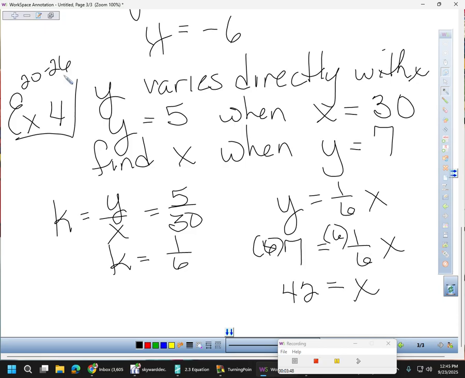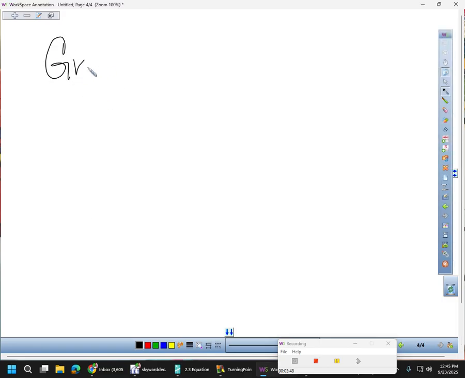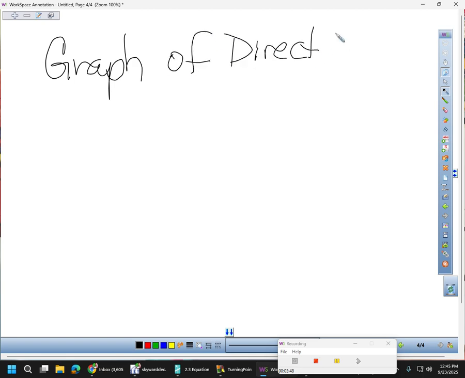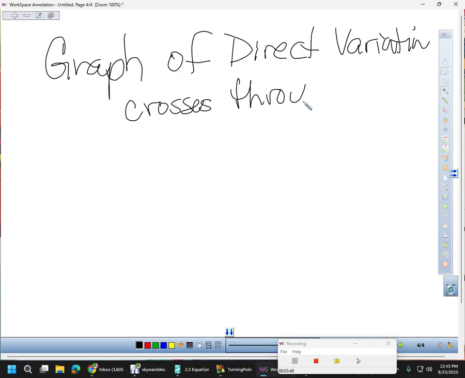Well, I got a few more to go. Now, one of the things that is special about a direct variation is the graph of a direct variation always crosses through the origin. Make sure I spell everything right. The origin.